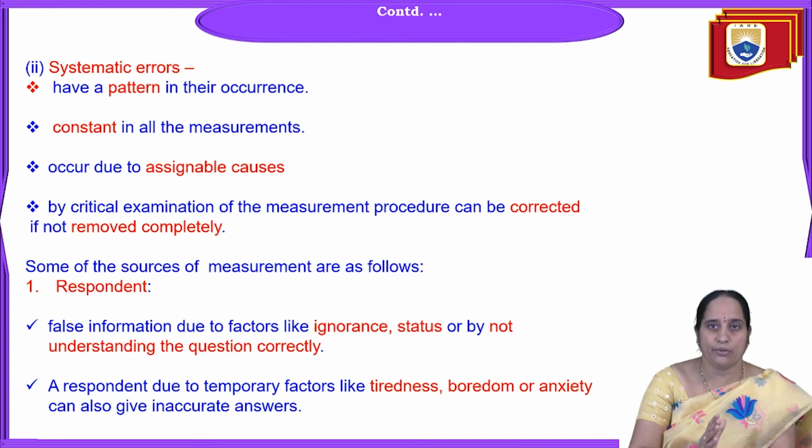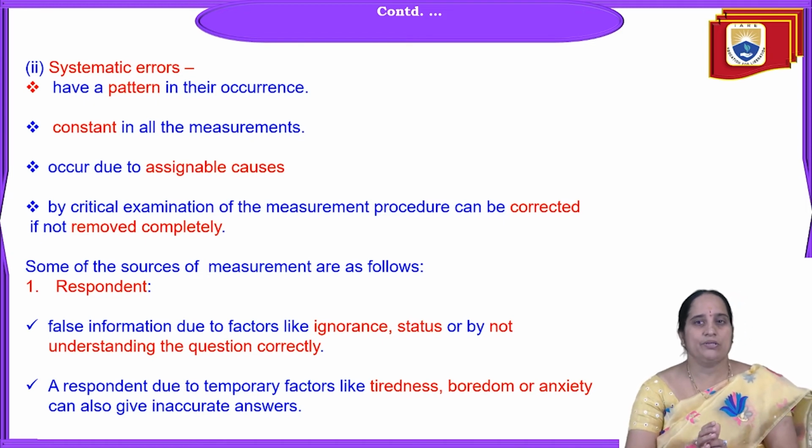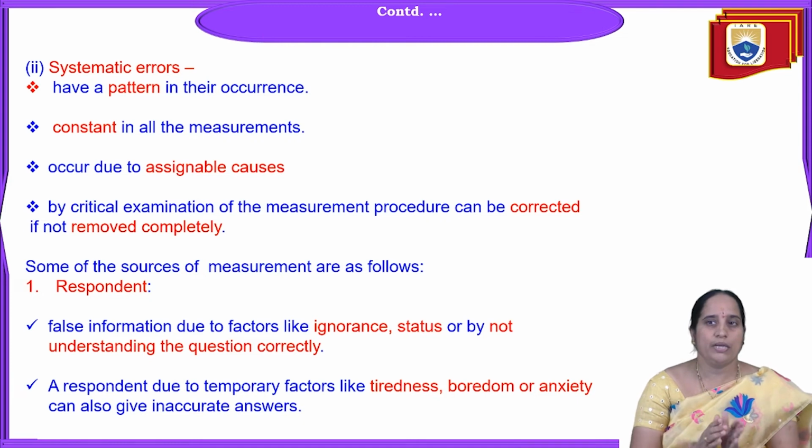Whatever measurement you are going to take, whether it is nominal scale, ordinal, interval or ratio scale, everywhere we can find the same type of systematic error. This occurs due to assignable causes, and by critical examination of the measurement procedure, we can correct it. These errors also never get eliminated or removed completely. We can reduce the error, but it cannot be eliminated completely or permanently.